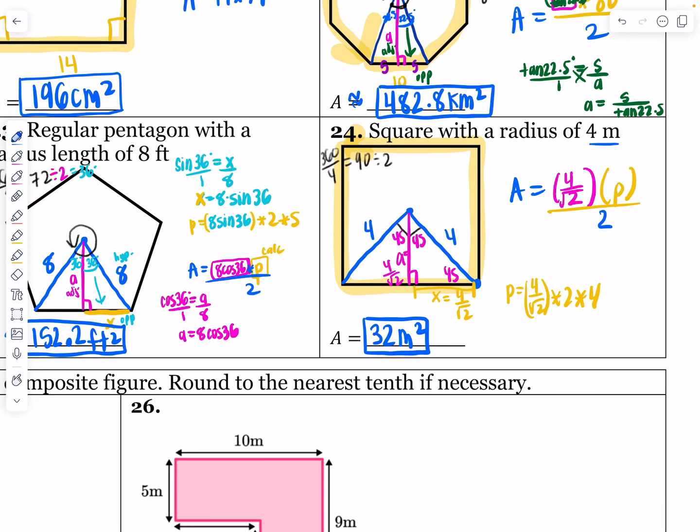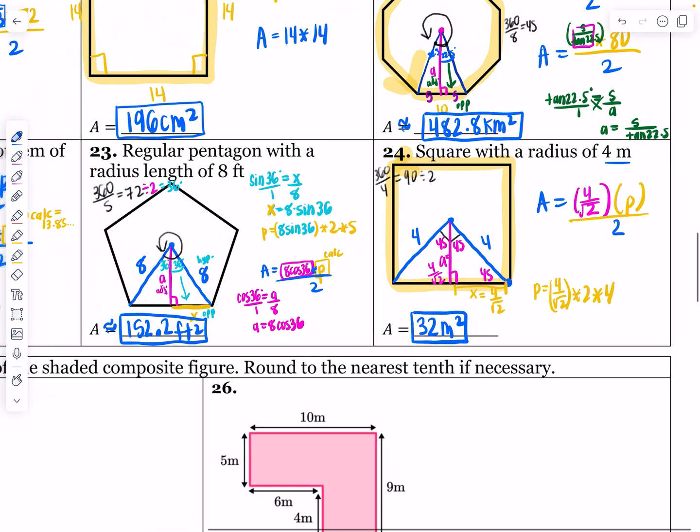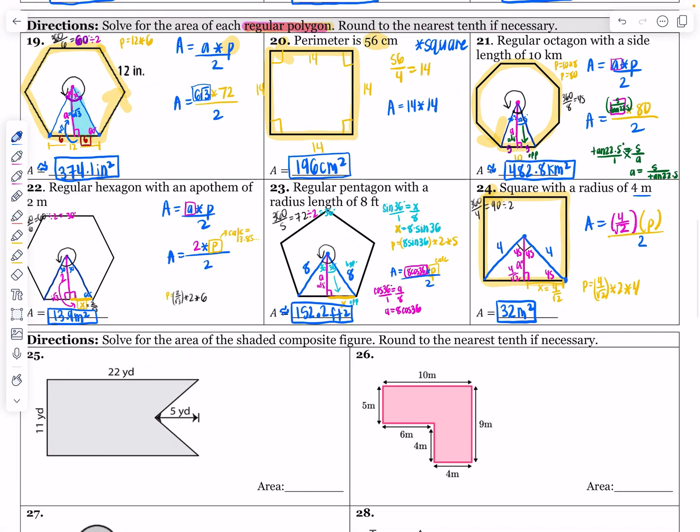All right. What we're going to do next is I'm going to make a new video for the composite figures. Just know when we're going over these that number 23 and number 24 would be really, really good bonus style questions, but those do have a lot more work in them. Okay? So we'll keep practicing those in class.